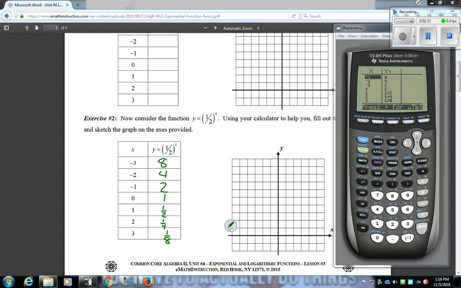So then again, this one's going to be pretty similar to the one we just did. It's more of a mirror image. Okay, so this one, that one should stay above the x-axis also. Okay.